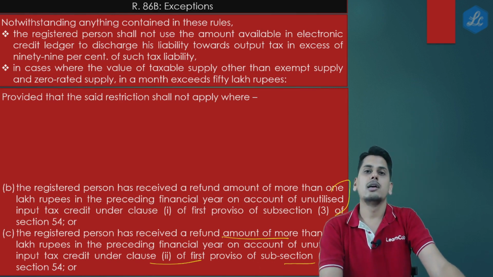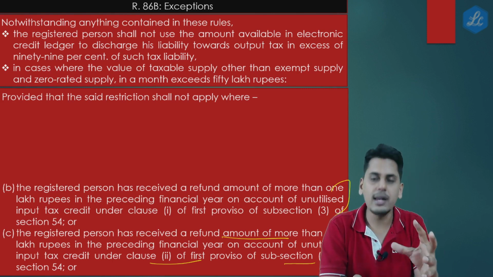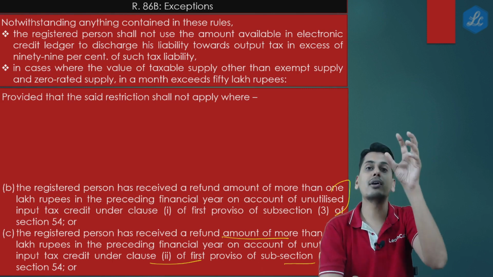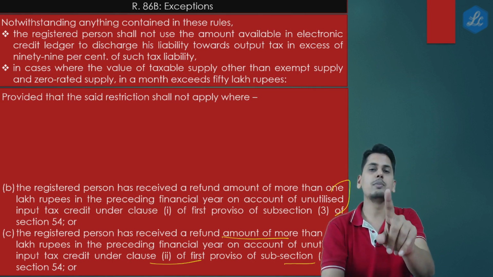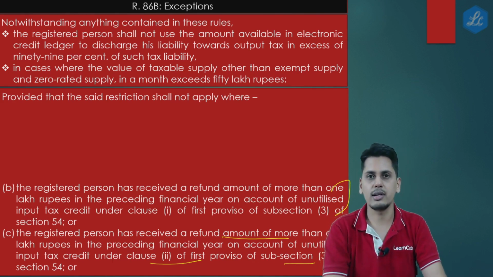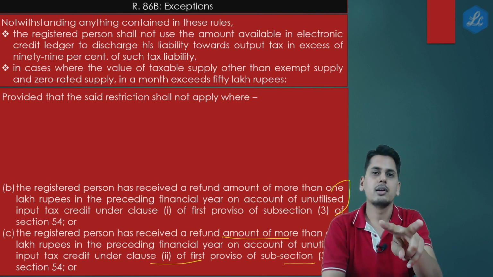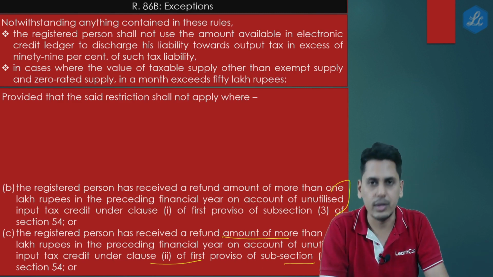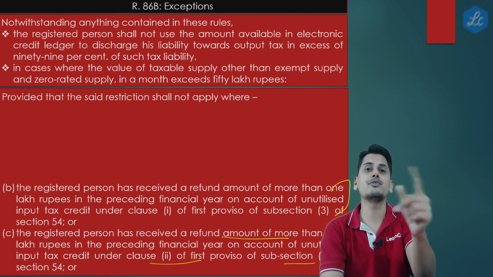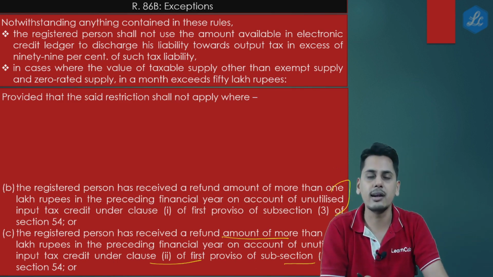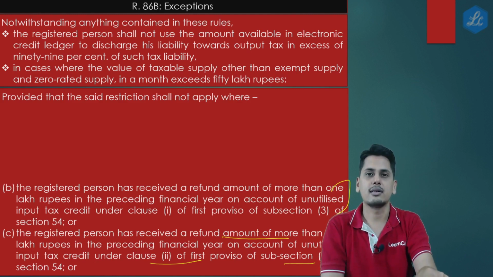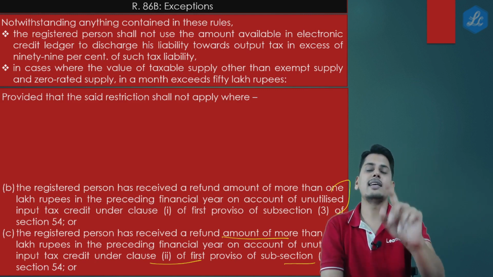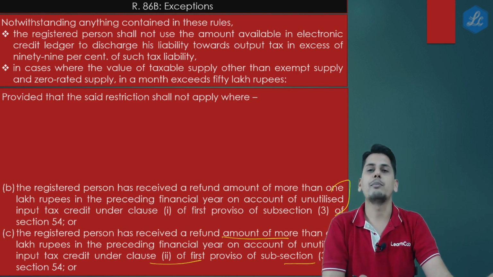Friends, if your input tax credit is getting accumulated, then you can apply for a refund only for 2 reasons. One, you should be making zero rated supplies. Two, your tax structure should be inverted duty structure. For these two reasons, if your input tax credit is getting accumulated, the government permits a refund to you. And for these two reasons, 86B is not applicable for you.